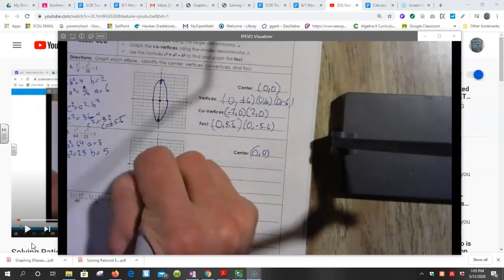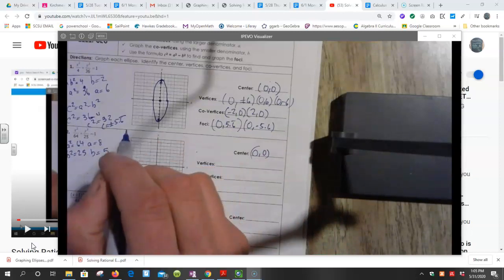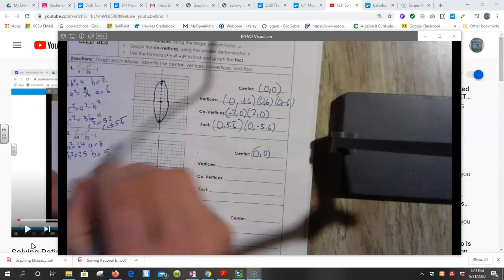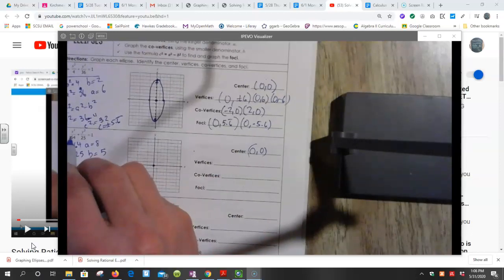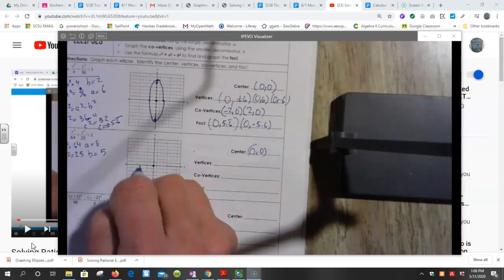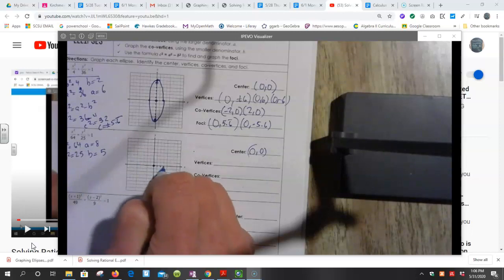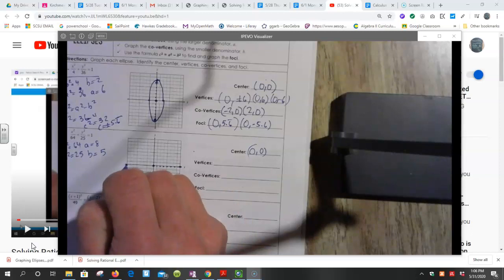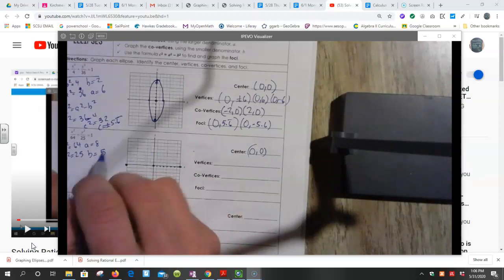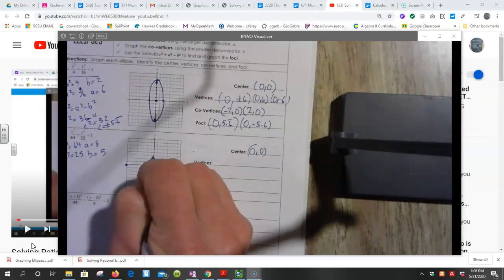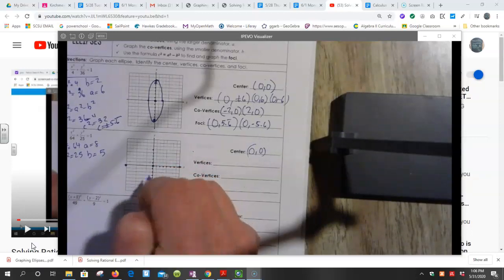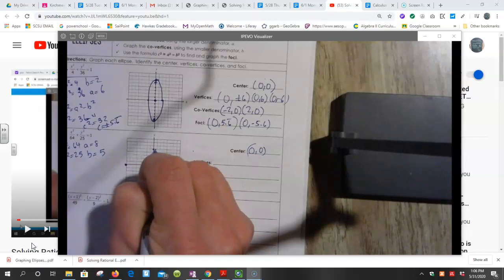In this case, it's going to be a horizontal ellipse because it's wider, because the squared number underneath x is larger, so it's going to be 8. 1, 2, 3, 4, 5, 6, 7, 8. And then this one's going to be 5 vertically. 1, 2, 3, 4, 5. So it's going to be kind of oblong.